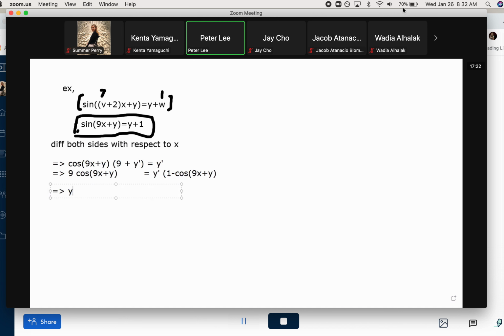And so now, what is y prime? Y prime is now going to be a fraction. So y prime is going to be 9 times cosine of 9x plus y, over 1 minus cosine of 9x plus y. And this is what we get for y prime.